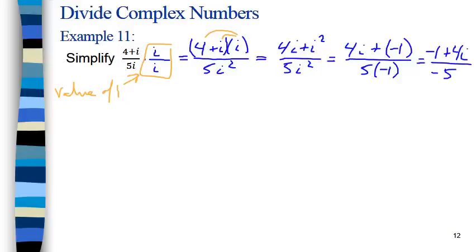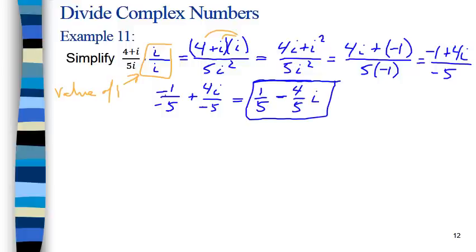And simplifying this, we can look at this as negative 1 plus 4i over 5 times negative 1, which is negative 5. But this isn't quite a complex number. We need to write it in the form a plus bi. So we can rewrite this as negative 1 over negative 5 plus 4i over negative 5. Well, negative 1 divided by negative 5 is just 1/5. And if the denominator is negative, that means the whole fraction is negative. So this is negative 4/5 i. And there is our complex number.